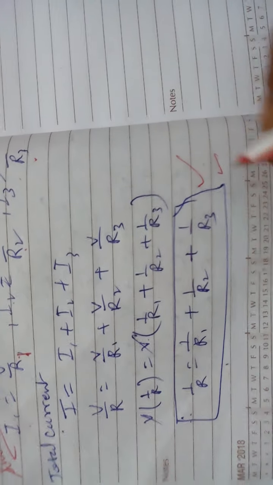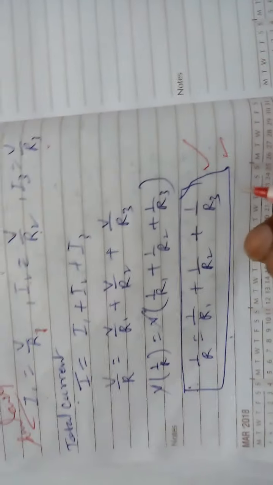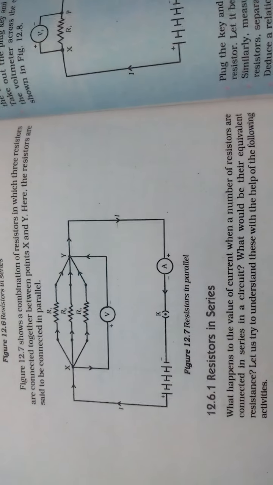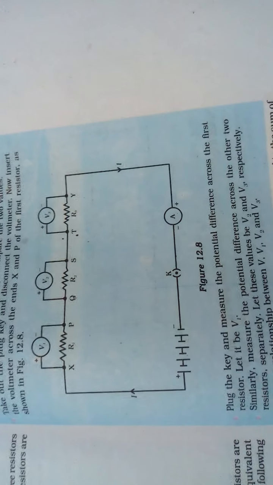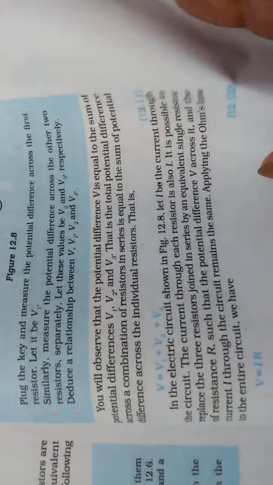I hope it is clear. After this I will explain some numericals based on both the formulas. It is given in the book also. You can see the parallel combination. Before that, the series and parallel combinations are given first. Then this is the proof of the parallel combination. The Ohm's law experiment is also there. So V is equal to V1, V2, and you can see it from here also. This is the numerical based on this.